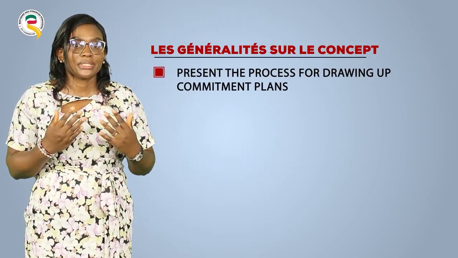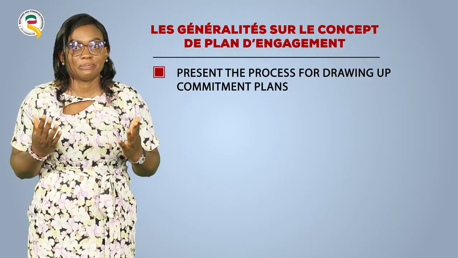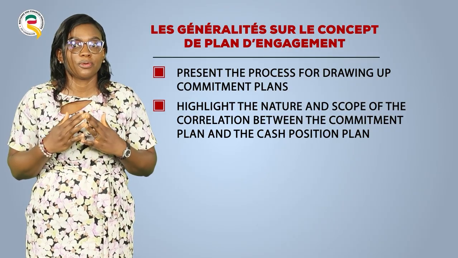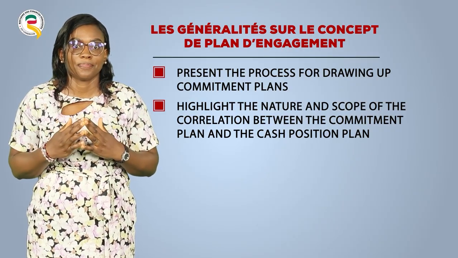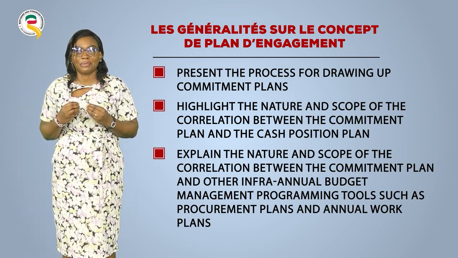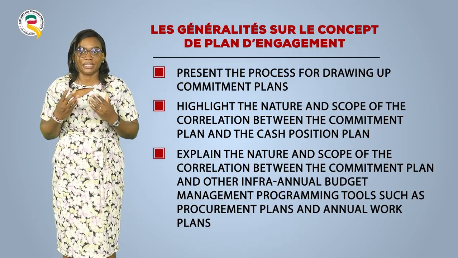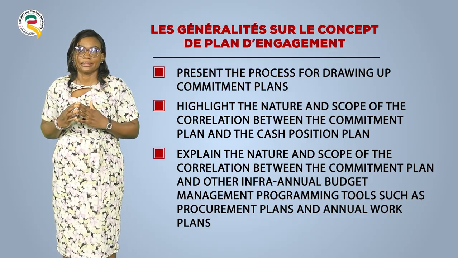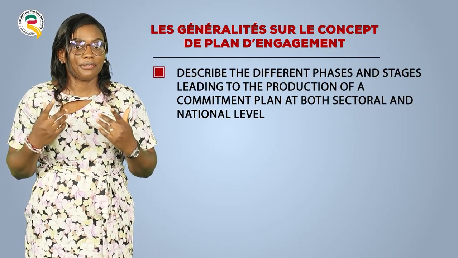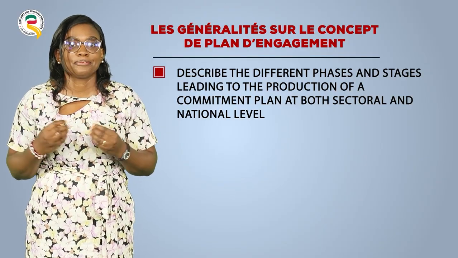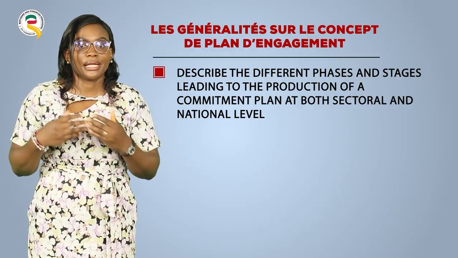The training objectives are as follows: to present the process of drawing up commitment plans, highlight the nature and scope of the correlation between commitment plans and the cash flow plan, explain the nature and scope of the correlation between the commitment plan and the other infra-annual budget management programming tools, such as the procurement plans and the annual work plans. Describe the different phases and stages leading to the production of a commitment plan at both sectoral and national level.